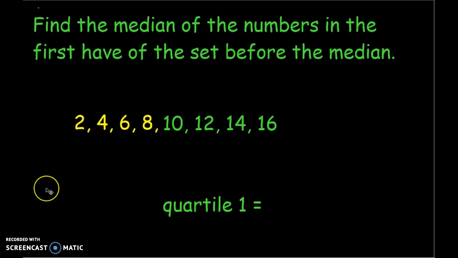So we found quartile 2, the median of the whole data set. Now we have to find the median of the numbers in the first half of the set before the median. I'm sorry, I said mean, but I mean median. So here we have 2, 4, 6, and 8. The same thing applies here as well. We have to take 4 and 6 and then divide that by 2, because there's no odd number that we can just pick in the middle.